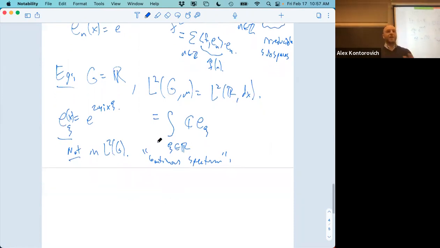So this is a way of viewing Fourier analysis on the line, not as a direct sum, but as an infinite integral over this continuum of vector spaces, irreducible subspaces, which have functions that are themselves not in L2, but they occur in the decomposition of L2. We'll get to what I mean by that.